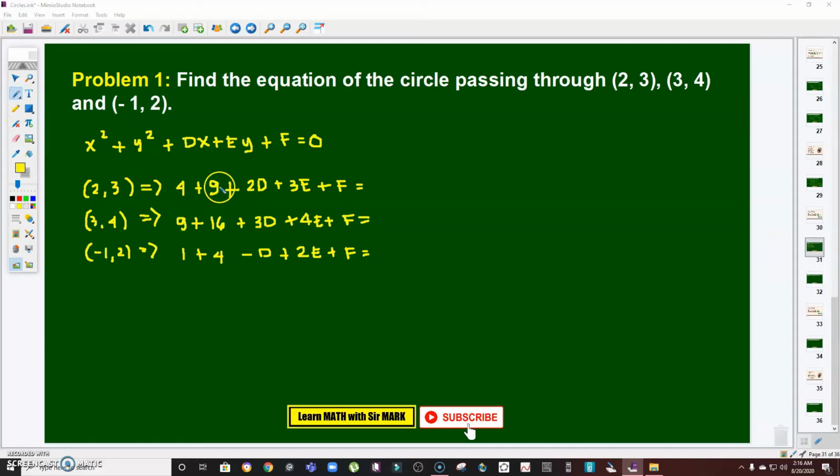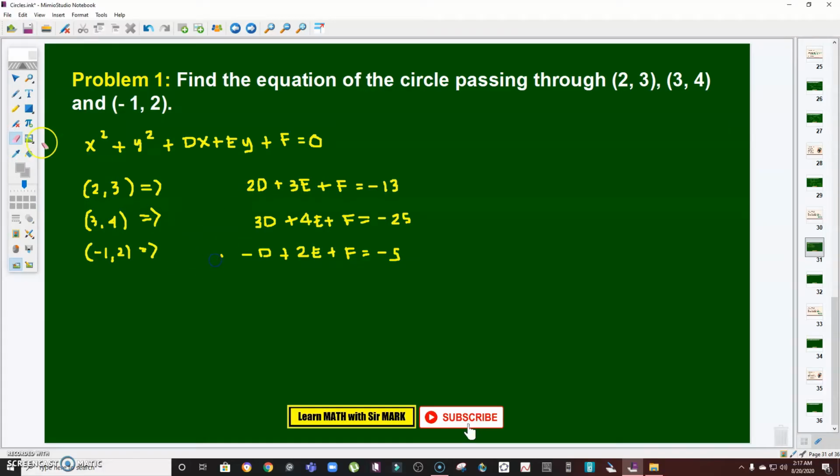So 4 plus 9 is 13. Transposing it to the right, that will be negative 13. Doing the same, 9 plus 16 is 25, so transposing it to the right side, that will be negative 25. And lastly, 1 plus 4 becomes negative 5. And of course, I have to erase these.